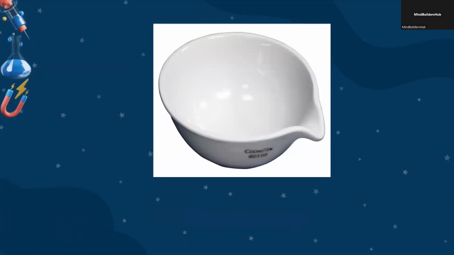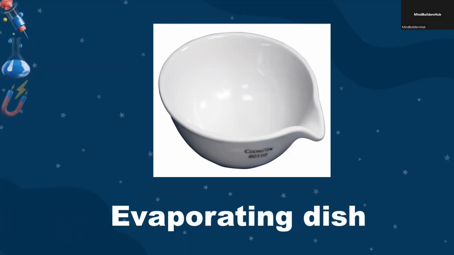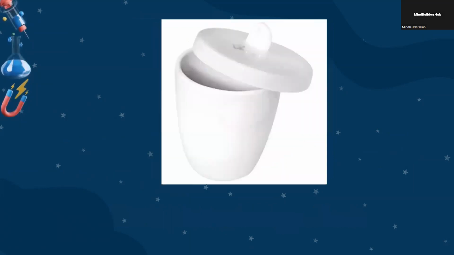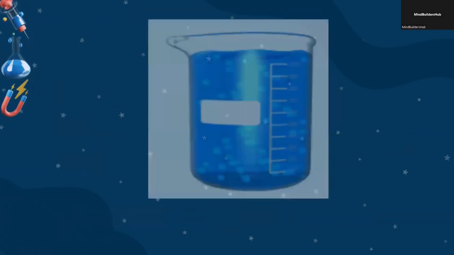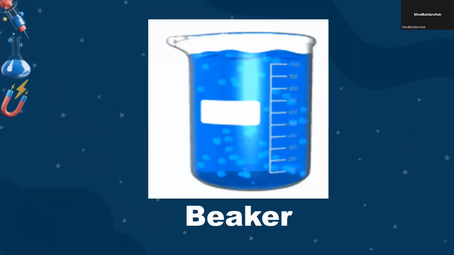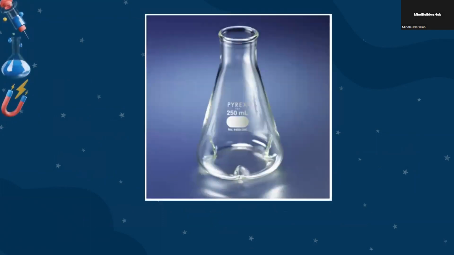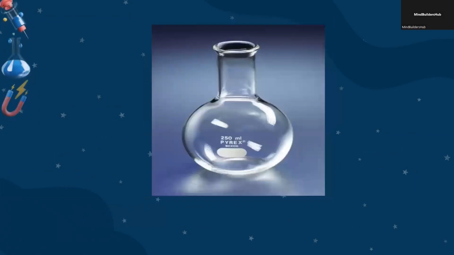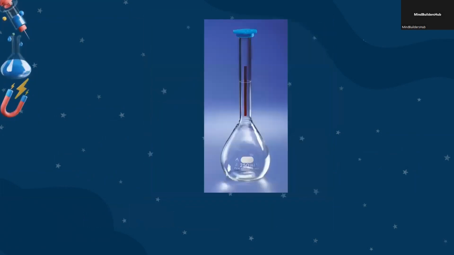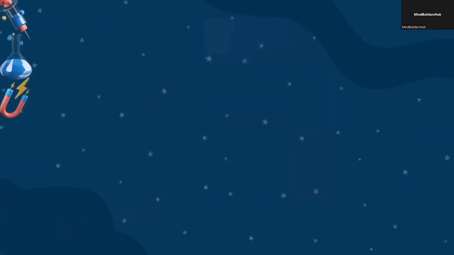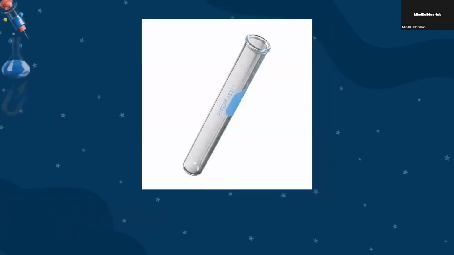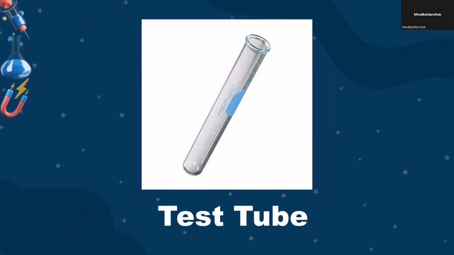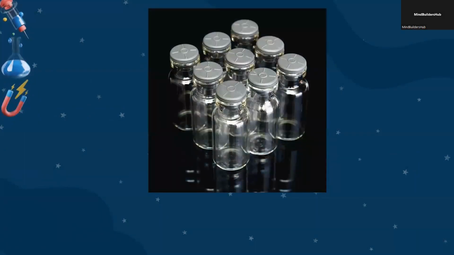This is an evaporating dish. We have the crucible with cover for solid substances. Another is the beaker, the Erlenmeyer flask, the Florence flask, the volumetric flask, the graduated cylinder, test tube, plus the vials.